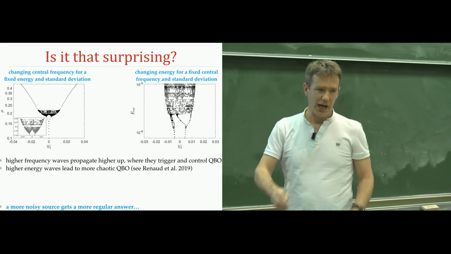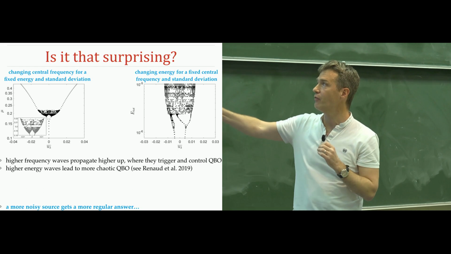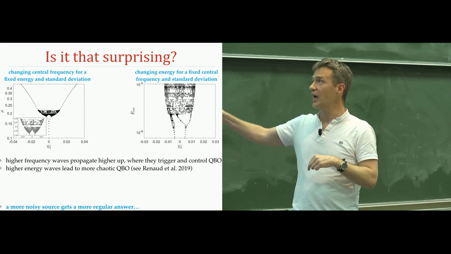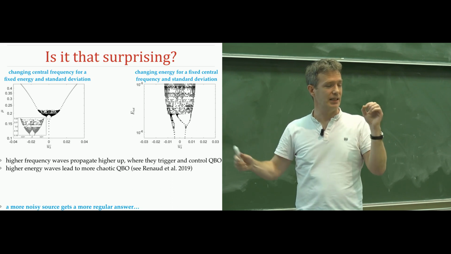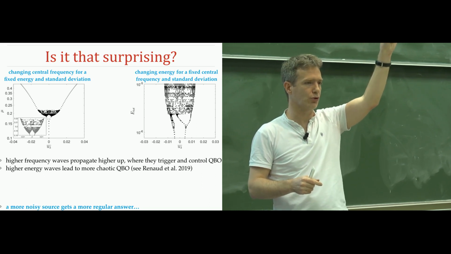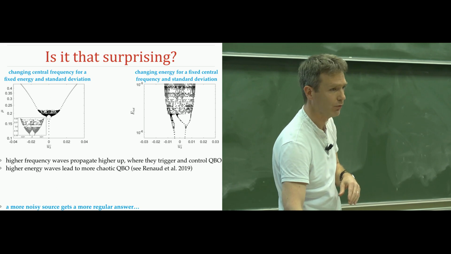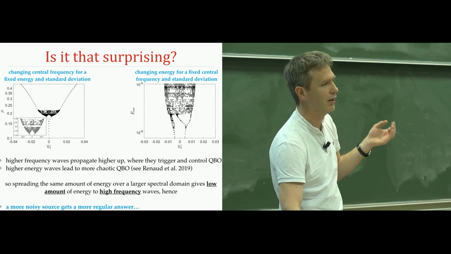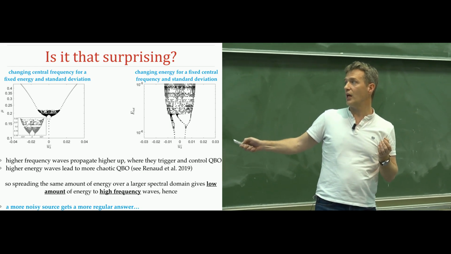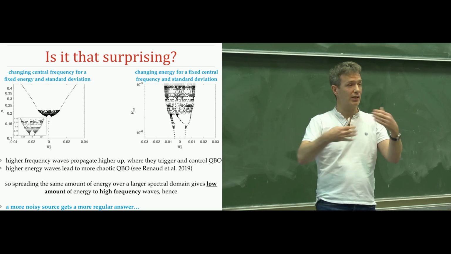So what we do when we have these Gaussians that we spread, we put more and more energy into high-frequency waves, but we put a low amount of energy in high-frequency waves. And since these waves at high frequency go higher up, those are the ones that control the QBO, and then they just cancel out the contribution from all the other waves, and you get a QBO. So when you spread a given amount of energy over a larger spectral domain, you give a low amount of energy to high-frequency waves, and then you organize your flow.